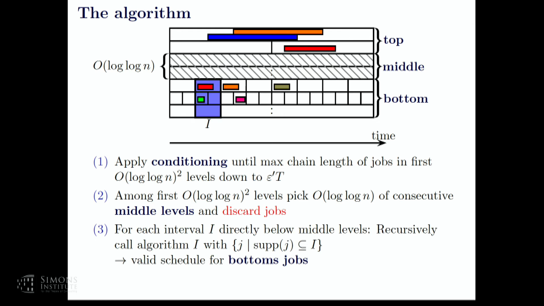And now I said that it will be a recursive algorithm. Now what I do is I look at the largest interval below the levels that I've been throwing away. And here, this again looks like the original instance. There is some time horizon, and I look at all the jobs whose support is fully contained in that time horizon. And that again is some separate instance, and I recursively call my algorithm and schedule everything.